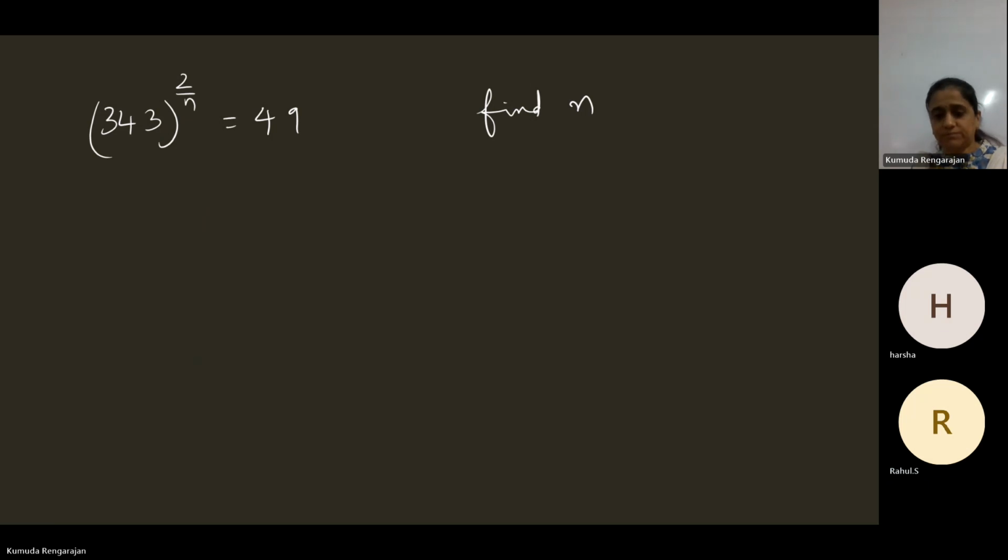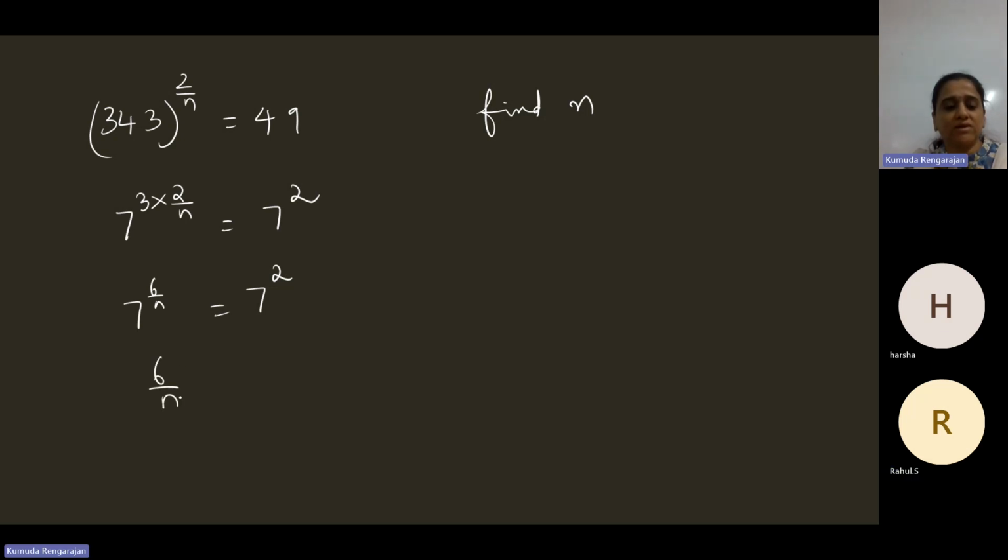Yeah, n is equal to 2. Okay. So 343 is 7 cubed, into 2 by n, is equal to 7 squared. So 3 into 2, 7 to the power 6 by n is equal to 7 to the power 2. 6 by n is equal to 2. 2n is equal to 6. n is equal to 3, no?